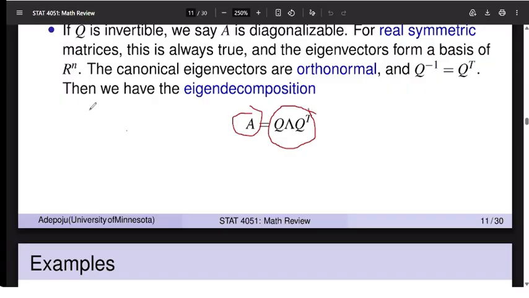What does each of these represent? I'm going to tell you now. This guy is the diagonal eigenvalues. The diagonal values. Okay. But what does Q represent? Q represents the eigenvectors. The Q here is the transpose of the eigenvectors.